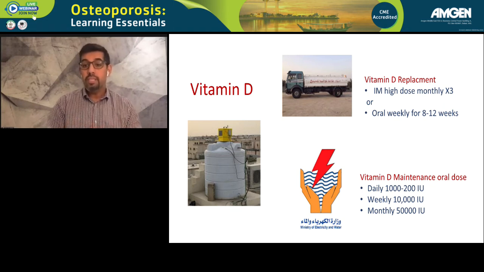If we achieve our goal of good vitamin D, we can replace vitamin D either orally by 1,000 to 2,000 units, or weekly by 10,000 international units, or even monthly 50,000 international units. So the idea is to replace vitamin D and to have a good vitamin D level as well. Calcium is an important thing also.